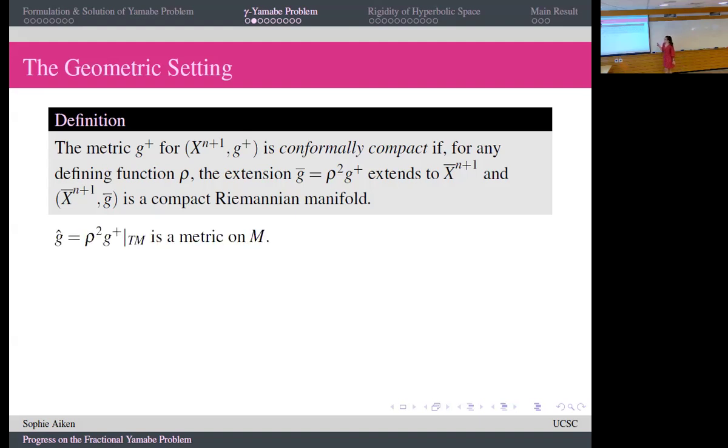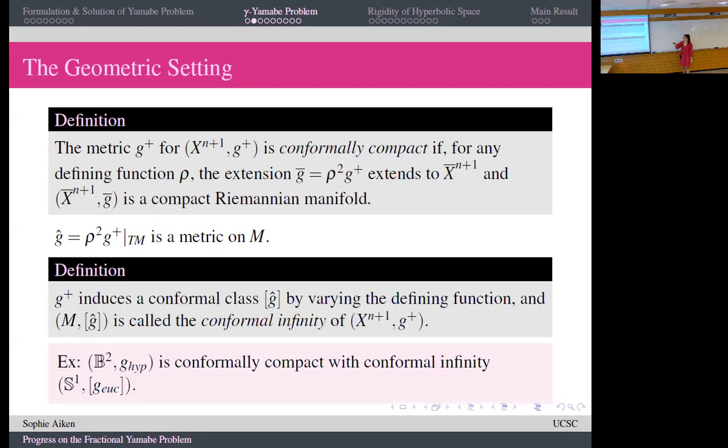Okay, just a bit of notation. If I now take g bar, so this extension of g plus, and restrict only to the boundary, I'm going to call that g hat. And since in our definition of conformally compact I want this to be true for any defining function, that means that I actually have a whole class of conformal metrics on the boundary based on those various choices of what the defining function could be.